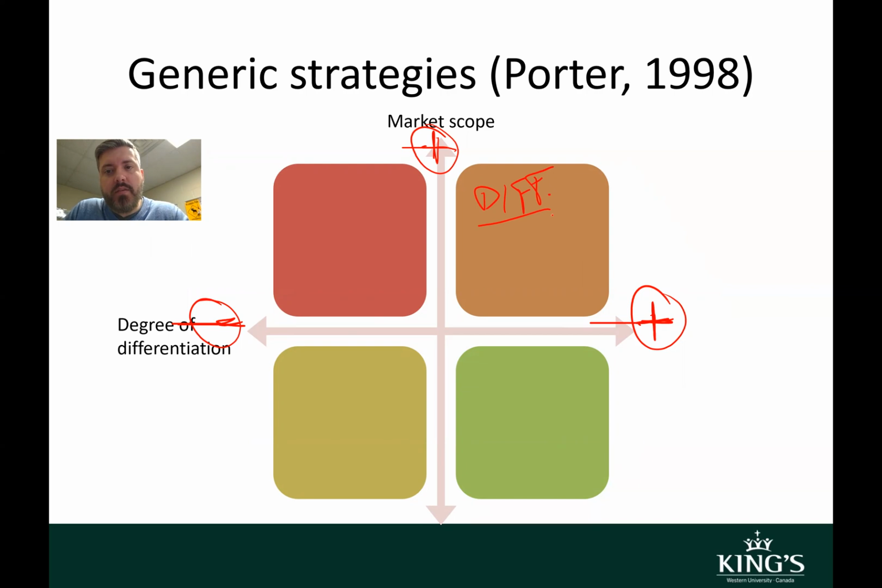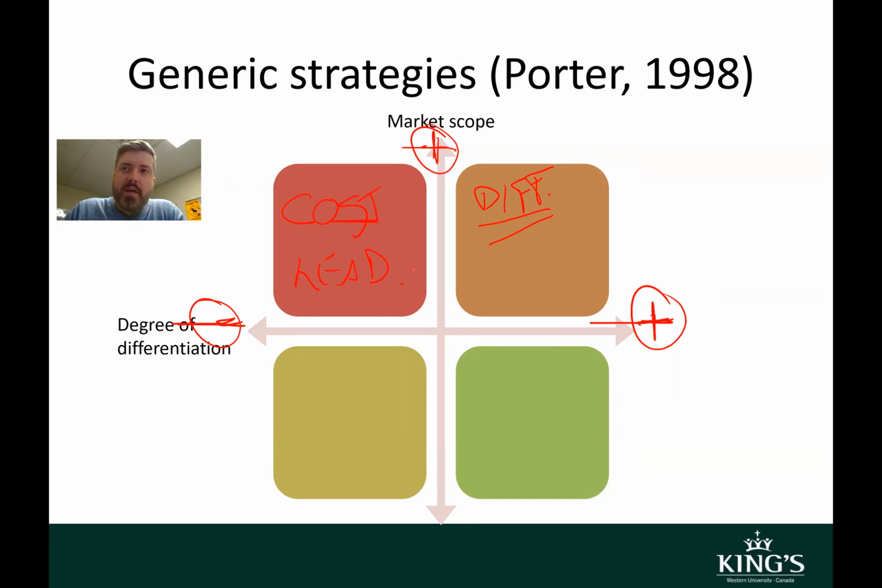And this is the idea that you're going to create a product so unique that your clients will detach your product or your service from the competition, and that's where you're going to get lots of margin and lots of profit, and you're going to be sustainable in the long run. On the other hand, if the degree of differentiation is really small and your market scope is really large, you may end up creating a strategy that we call cost leadership.